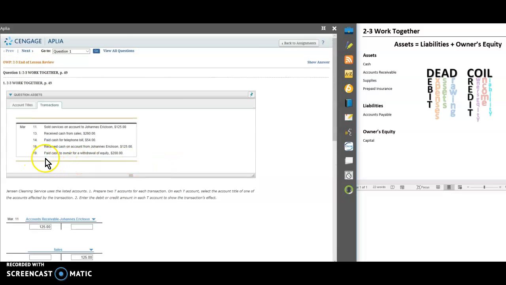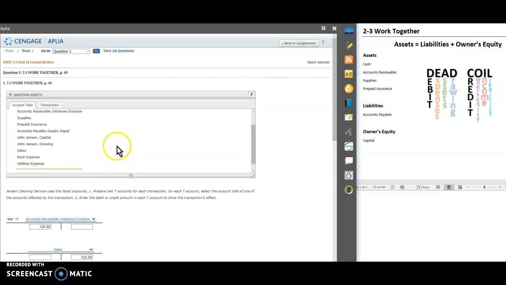And then the last transaction, on the 19th, we paid cash to owner for a withdrawal of equity. So paying cash, that means our cash is going down, so it's not our normal balance side, it's not an increase, so cash is going to be a credit. Okay, so that means the other one has to be the debit, to owner for a withdrawal of equity.